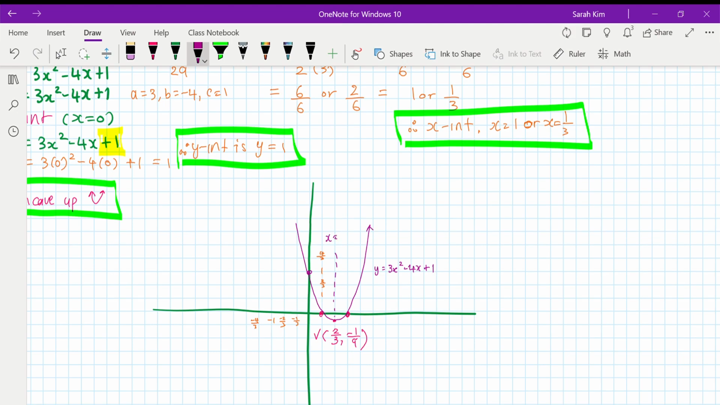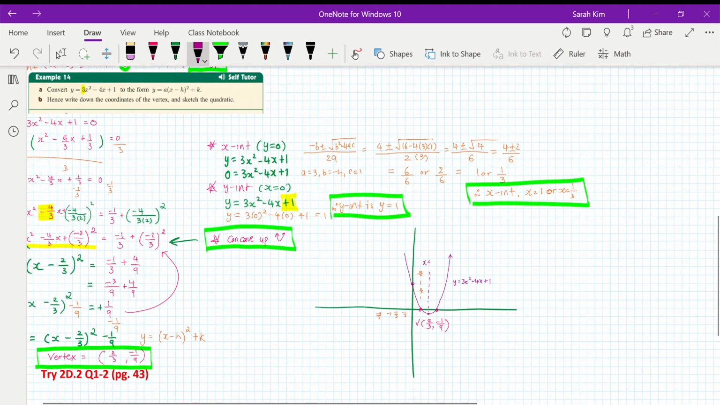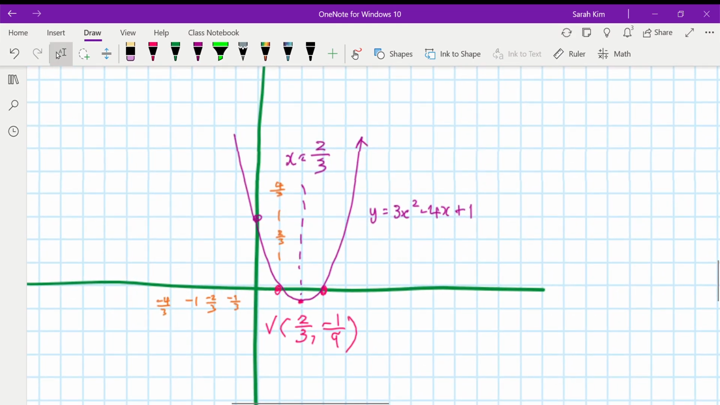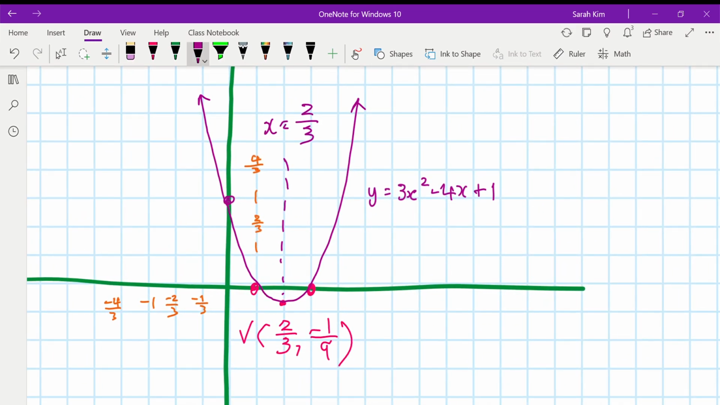My x vertex is 2/3. So that's what it should look like. You might have different scales. That was a very long question. I would double check it. If this isn't a test and you're allowed to use a graphics calculator, I would draw this and double check it, that it looks something like that.